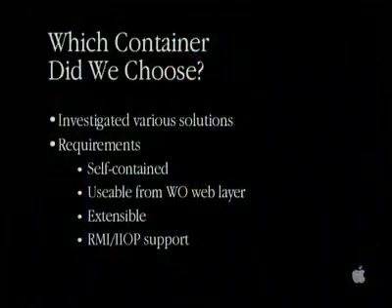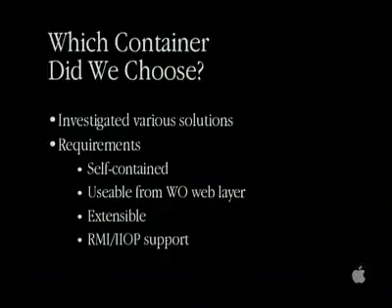So what did we choose? We investigated a lot of various solutions, including writing one ourselves. But as you probably know, it's pretty complicated, and we would need a large engineering staff to do that. So we looked at what was out there in the open source world and the commercial world and tried to weigh what we wanted. One requirement was that the container needed to be self-contained, meaning we wanted a pluggable container. A lot of the open or freely available or even commercial products out there today have an EJB container that is very tightly integrated into their application server and not easily separable.